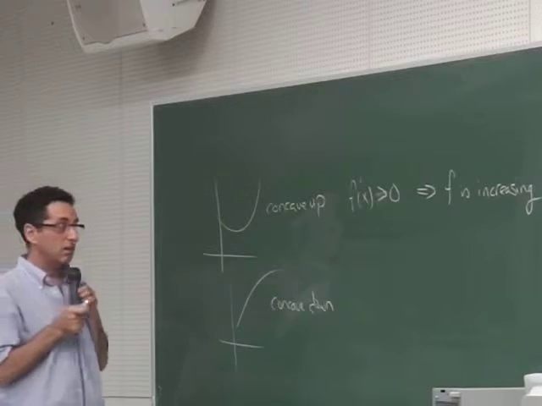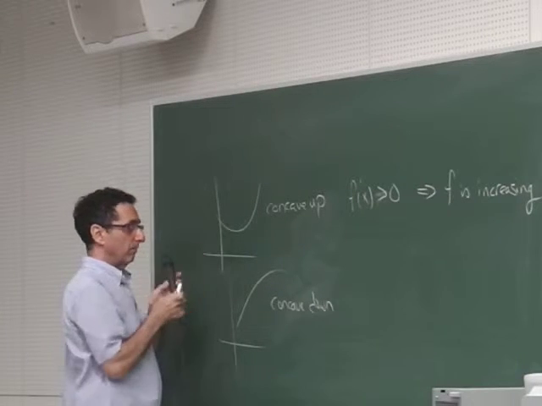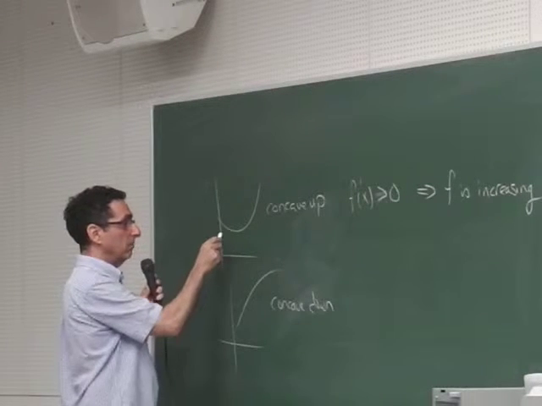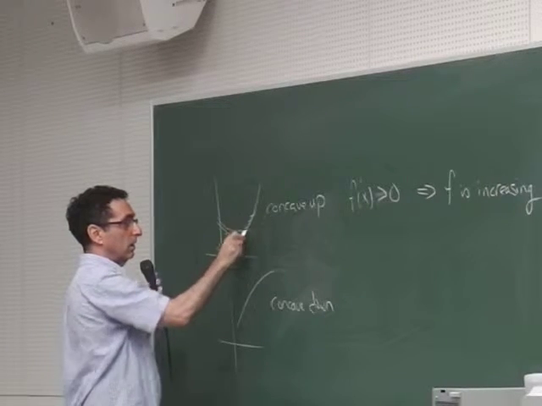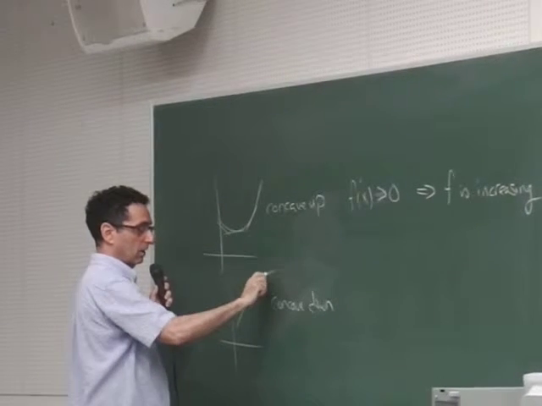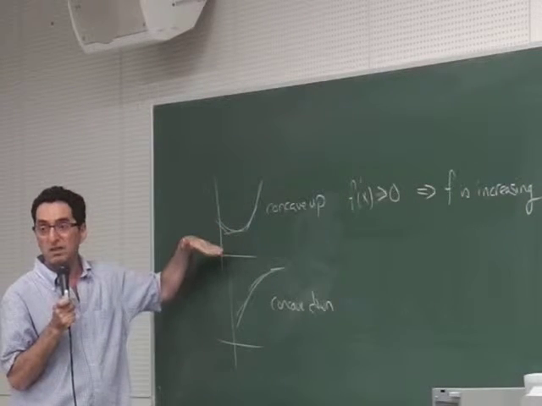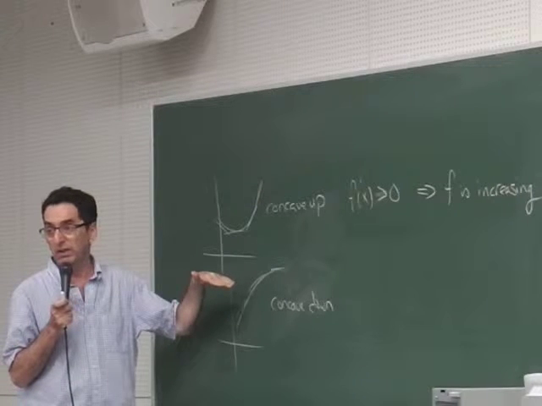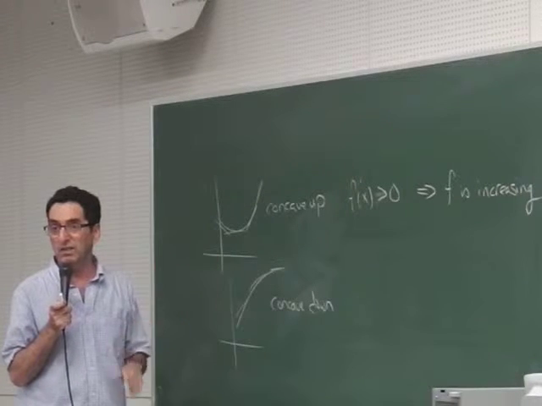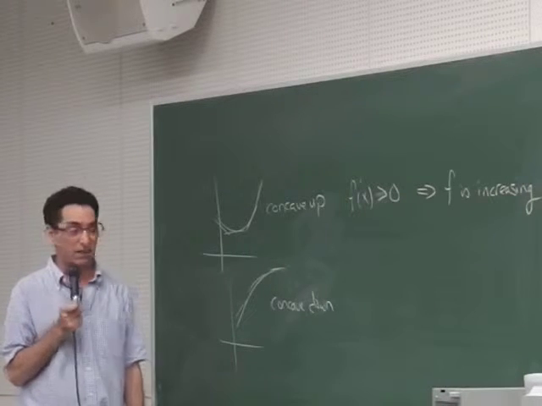Another way to say the same thing is, here are the tangent lines here, and the tangent lines are here. So we say when it's concave up, the tangent lines are below the curve. If it's concave down, the tangent lines are above the curve. That's just another way of recognizing whether it's concave up or concave down.